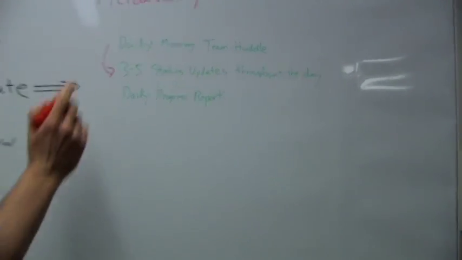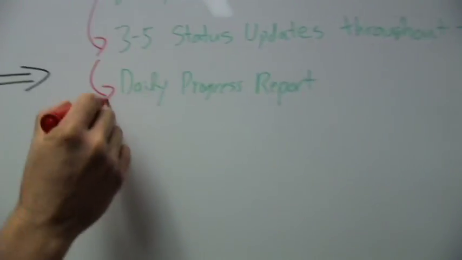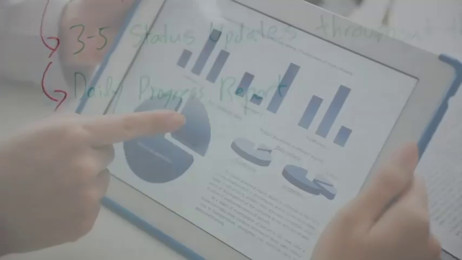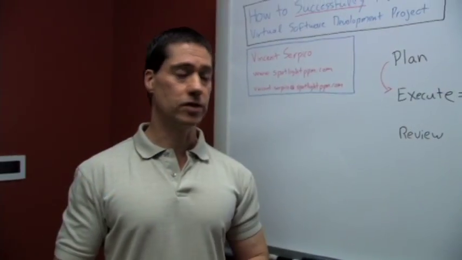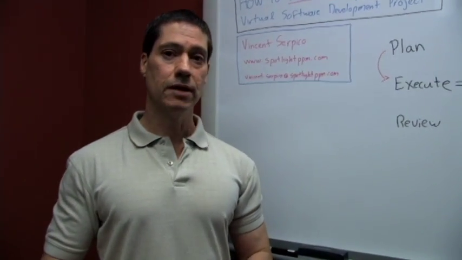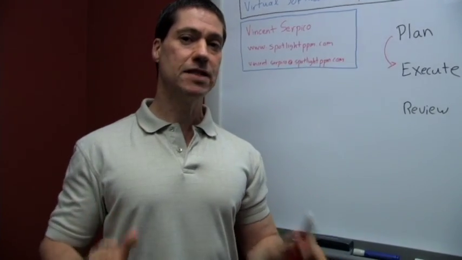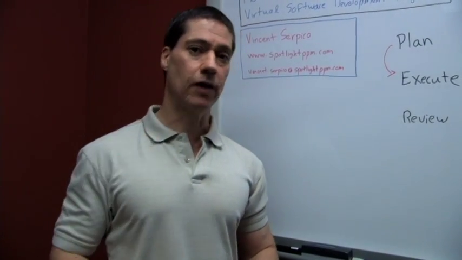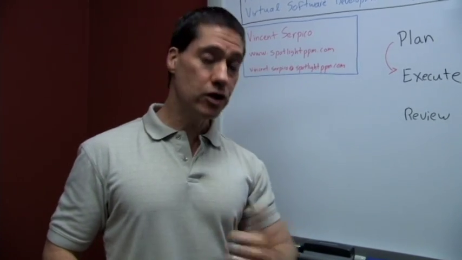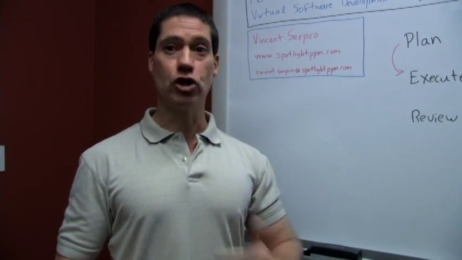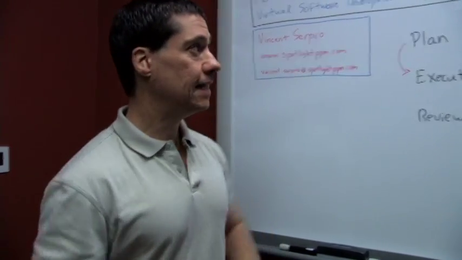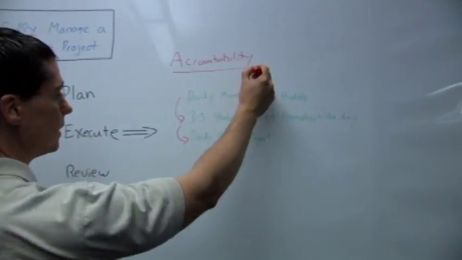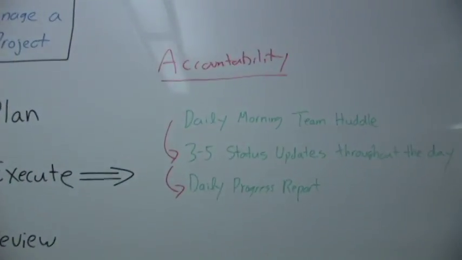After that, you want to wind down your day with a daily progress report. Now, this is similar to the morning huddle but has some distinct differences. The daily progress report is a report sent out by every team member to their direct supervisor that recounts what you did for the day, what you're going to do tomorrow, and any issues you might have. Again, you're ending the day with accountability by sending out that daily progress report.